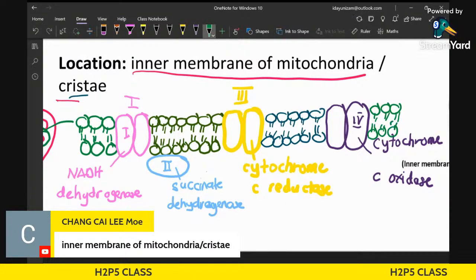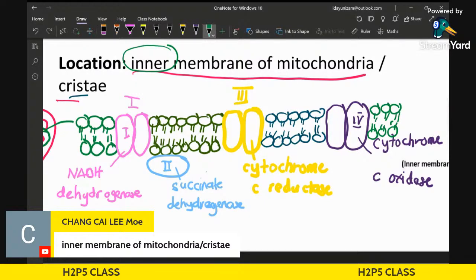Okay, so these are the four what we call the ETC, the electron transport chain. They are fixed, embedded proteins. Integral proteins embedded on the inner membrane of the mitochondria, the inner membrane or cristae. For your knowledge, class, from one electron carrier to another electron carrier, you all must understand, each protein is embedded in the inner membrane.